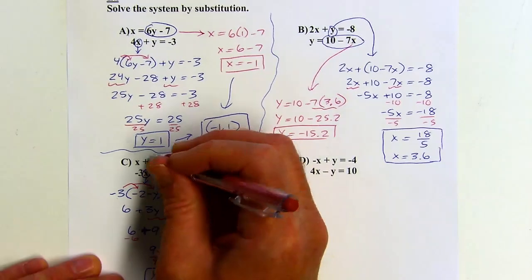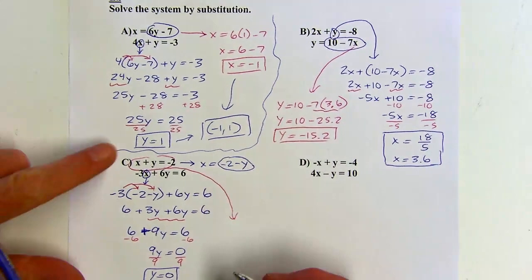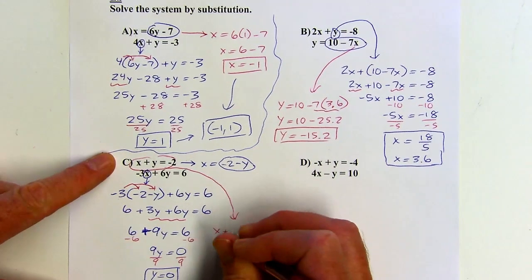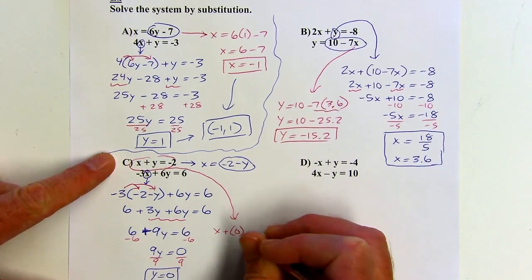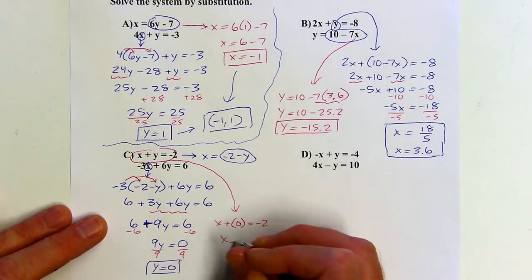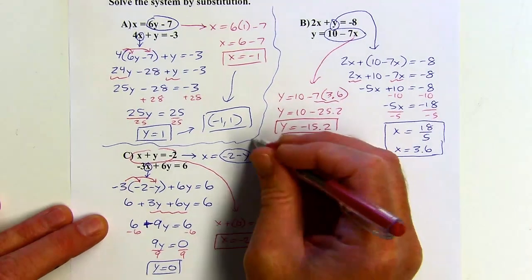And now I'll go back to one of the original equations. I'm going to choose the top equation just because it's easier to deal with, smaller numbers. And I'm plugging in 0 for y. And there's not much work to do here because x is going to equal -2. And I've got my solution then. Okay.